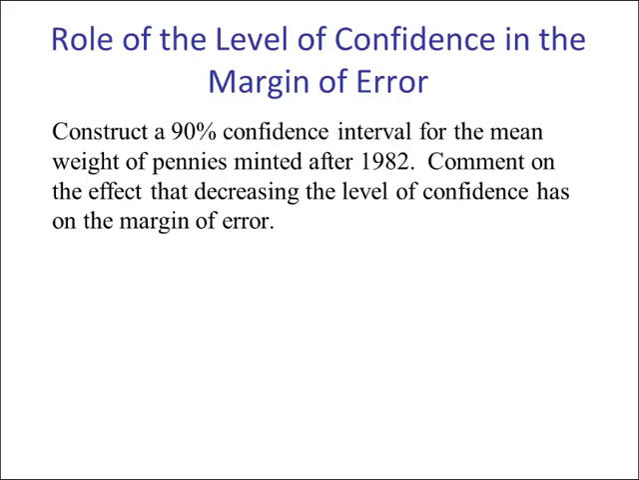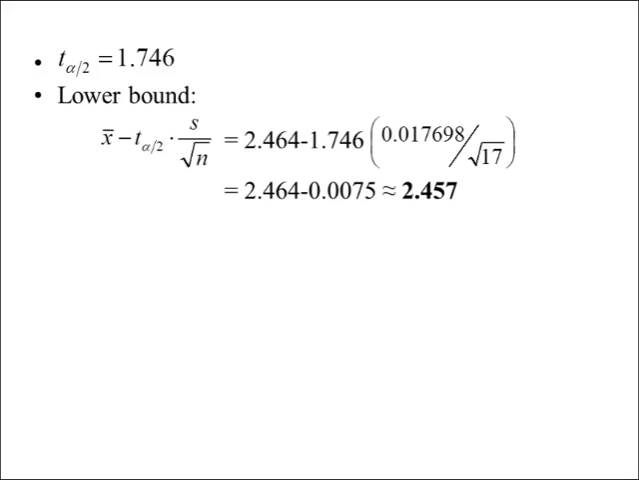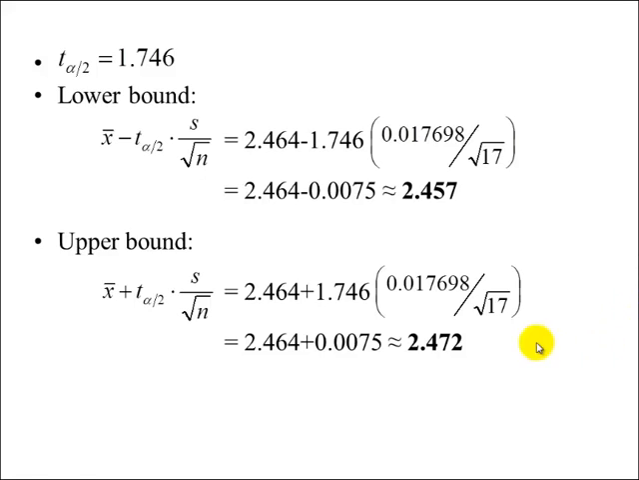First thing we need to do is calculate the critical t-value. Our degrees of freedom are 16, and alpha divided by 2 is 5%. That gives us a critical t-value of 1.746 using table 6. Thus the lower bound will be our point estimate minus the margin of error. Here's our critical t-value, this is S, and then we have the square root of our sample size. Rounded to 3 decimal places, this gives 2.457. When we do the upper limit, we get 2.472.